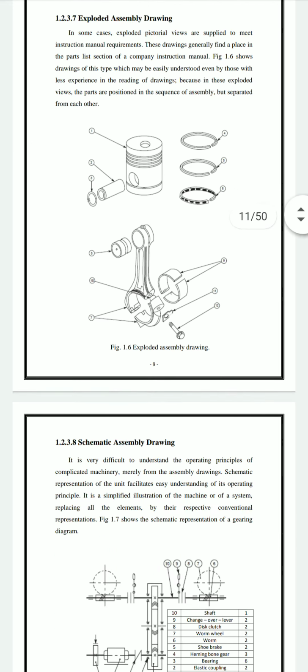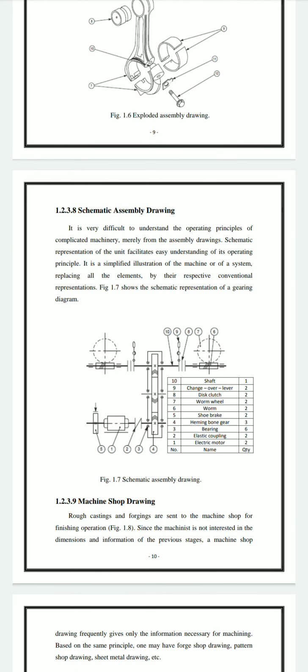Then the next type is the schematic assembly drawing. It is very difficult to understand the operating principle of complicated machinery merely from the assembly drawing. A schematic representation of the unit facilitates easy understanding of the operating principle.